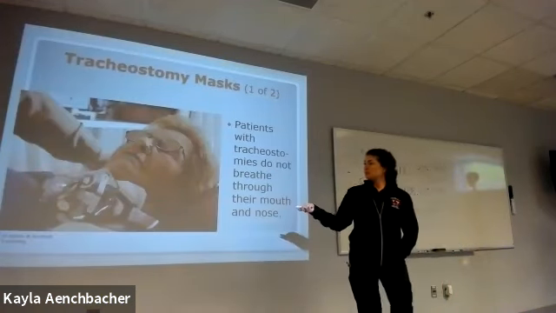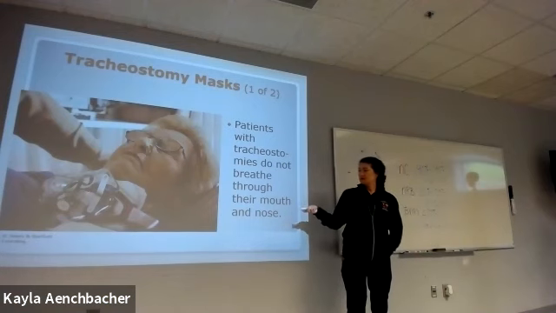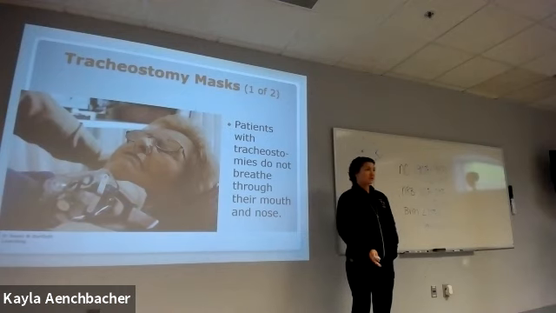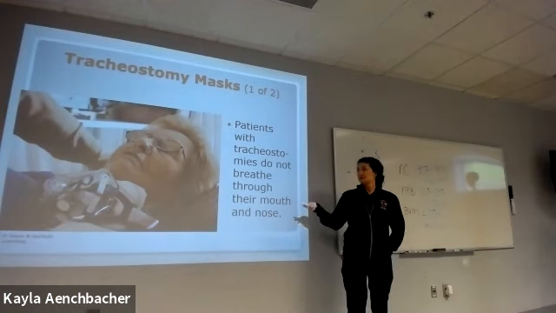So here's an example. Here's the tracheostomy. Here's that little external hub. This is a non-rebreather. He's placing it over the tracheostomy, for that option to actually get down to the lungs, not through the upper airway.